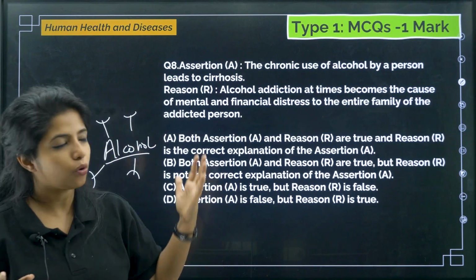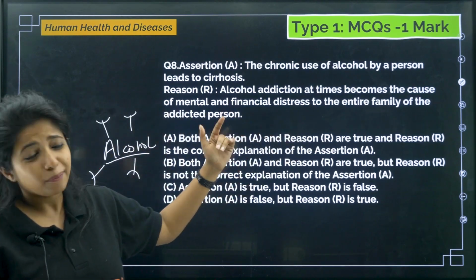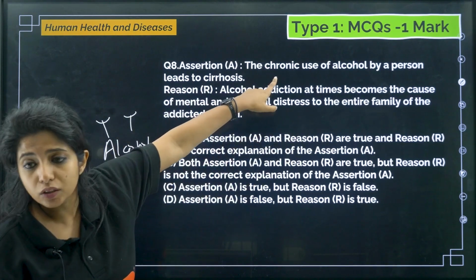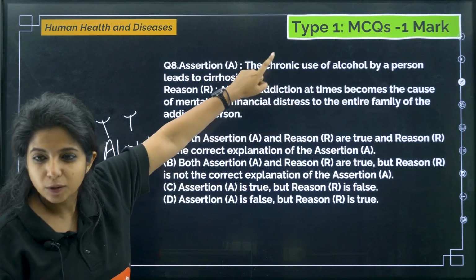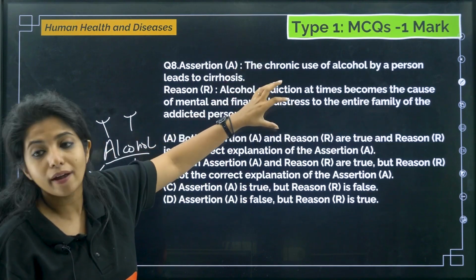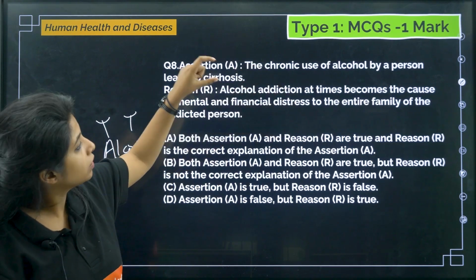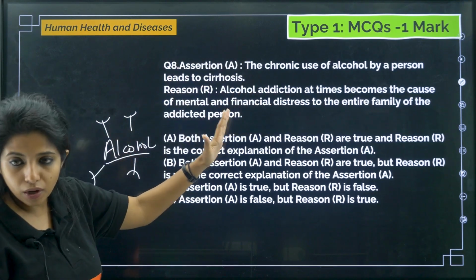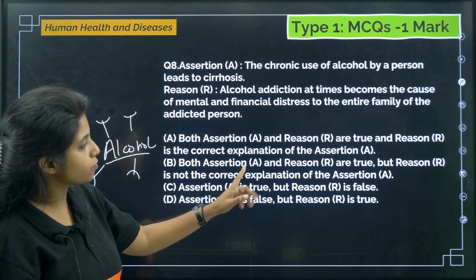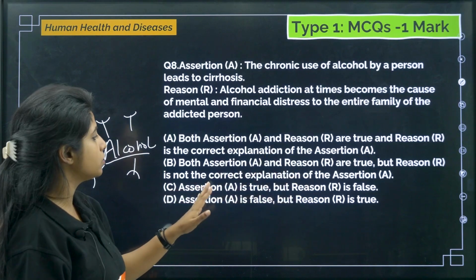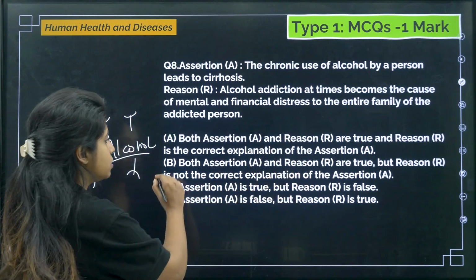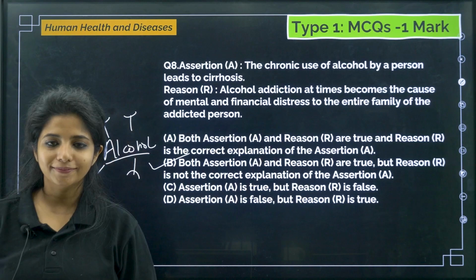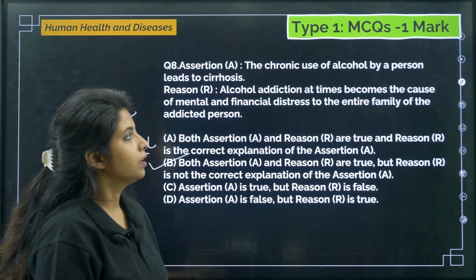Obviously, this would lead to all this stress. So that is true. But is this particular point explaining this point? No. They are not saying how alcohol is causing cirrhosis. So do you think that the reason is explaining it? No. So what will you say? Assertion and reason both are true, but the reason is not explaining. So option B: assertion and reason are true, but the reason is not the correct explanation of the assertion. Okay. Next question.